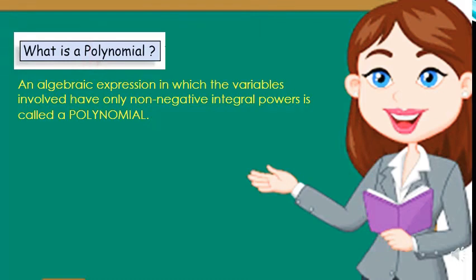So if you consider an algebraic expression, the variables in that algebraic expression should have non-negative integral powers. That means the power should be positive and they should be whole numbers. It can be 0, 1, 2, 3 and so on. But it can never be negative. And it can also never be fractions or decimal powers. The power should be a whole number. That is why it is called as non-negative integral powers. So whichever algebraic expression has non-negative integral powers, that algebraic expression is considered as a polynomial. You can see the examples down.